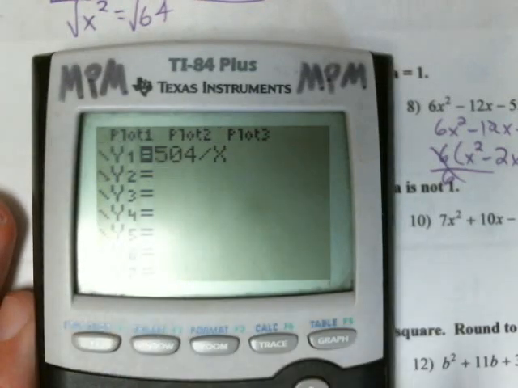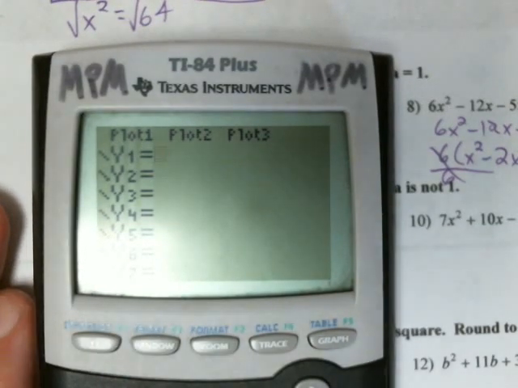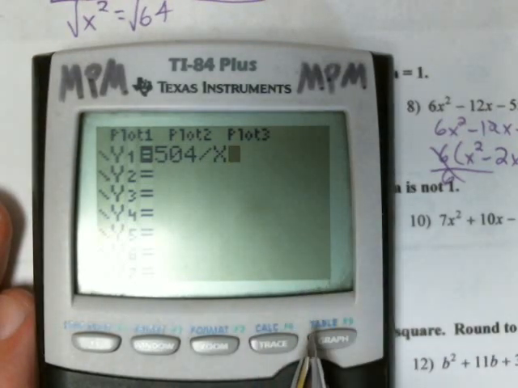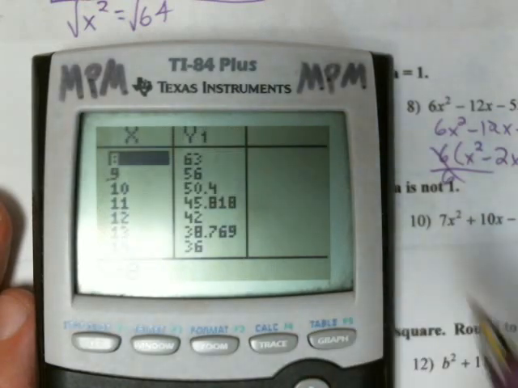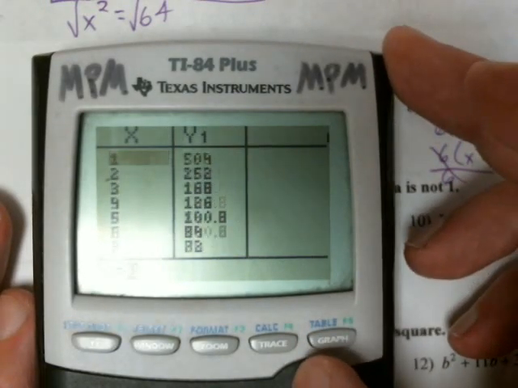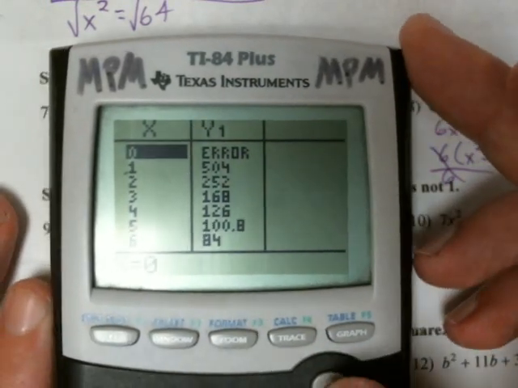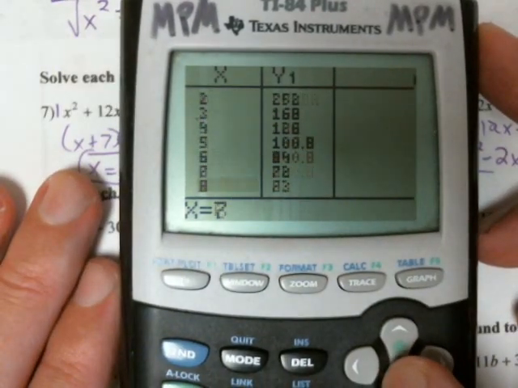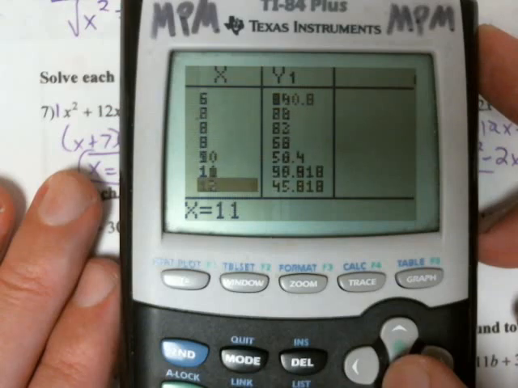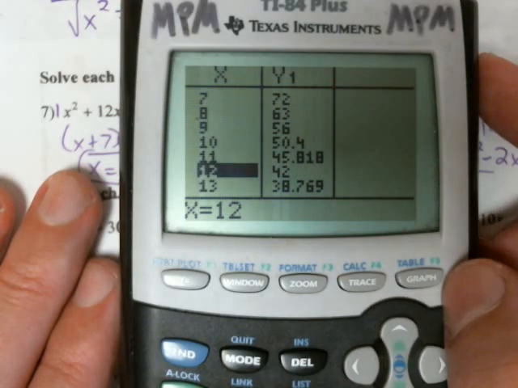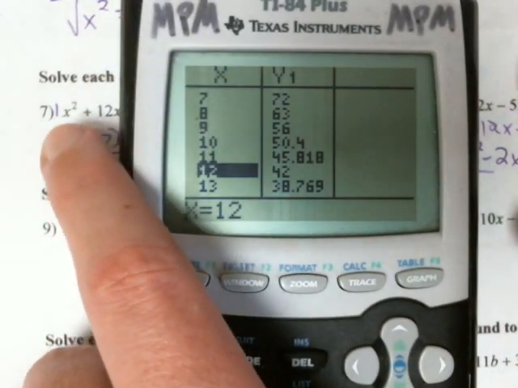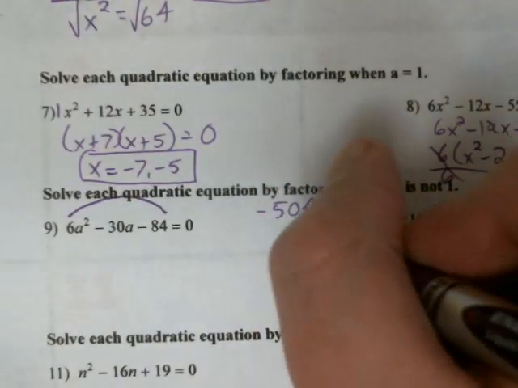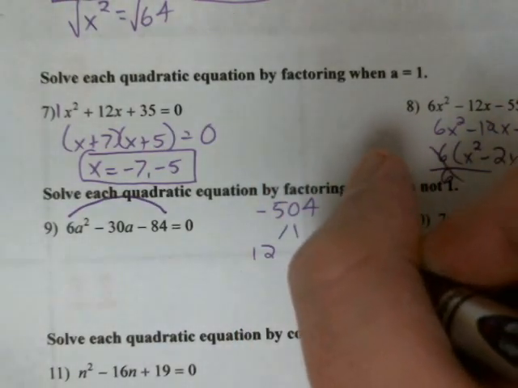You go to y equals on your graphing calculator, you type in the number. I don't care about the negative. I'm just going to type in 504 divided by x, and then I'm going to press second table. And now this is going to give me the list of all the numbers that multiply to equal 504, okay? But I'm looking for two numbers that are 30 apart from each other. There we go. 12 and 42 are 30 apart from each other. So this guy is going to split into that 12 and that 42.